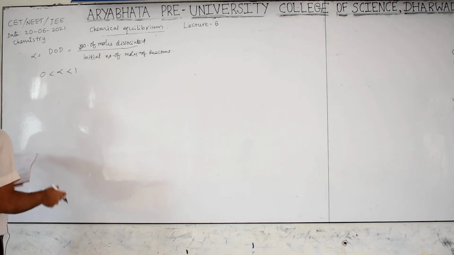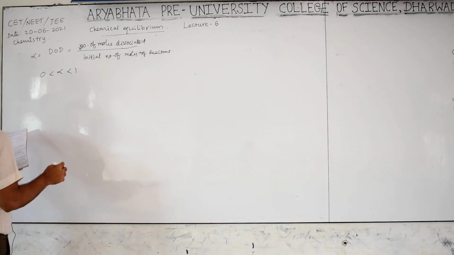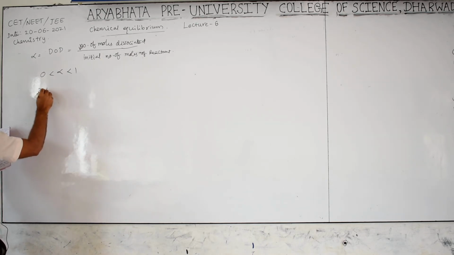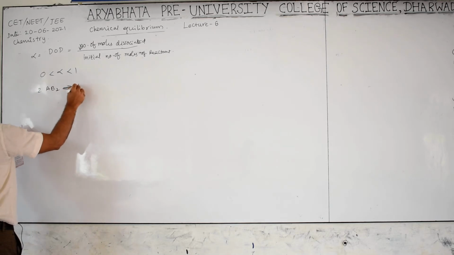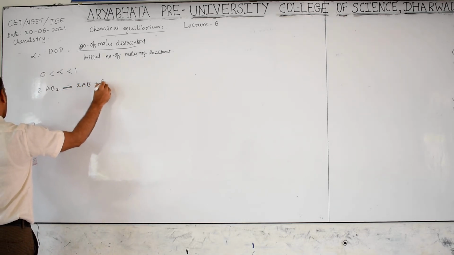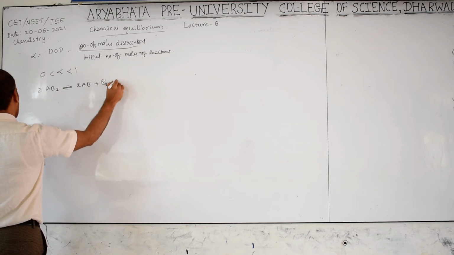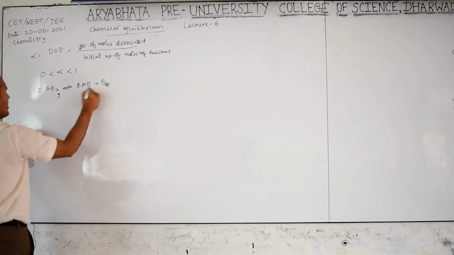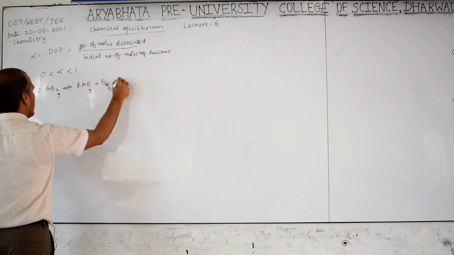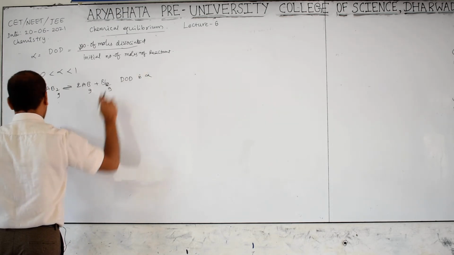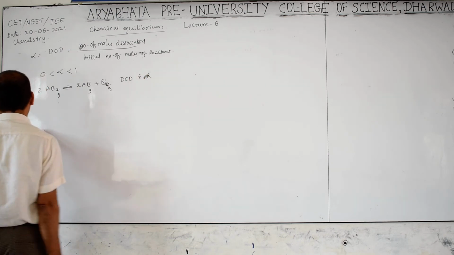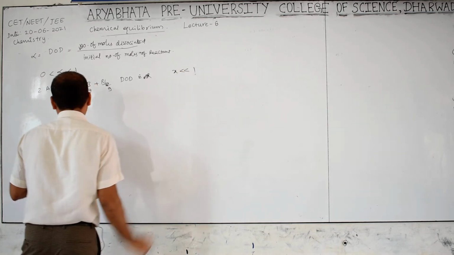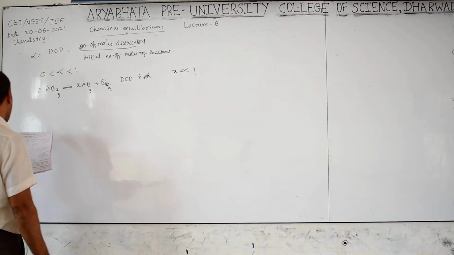So here one question is given. What is the question? Degree of dissociation of AB2 for the equation. Equation already given: 2AB2 gives rise to AB plus B2. All are in gas form. So degree of dissociation is X for this reaction, X, which is small compared to unity. It means X is much less than 1. Derive an expression for X.